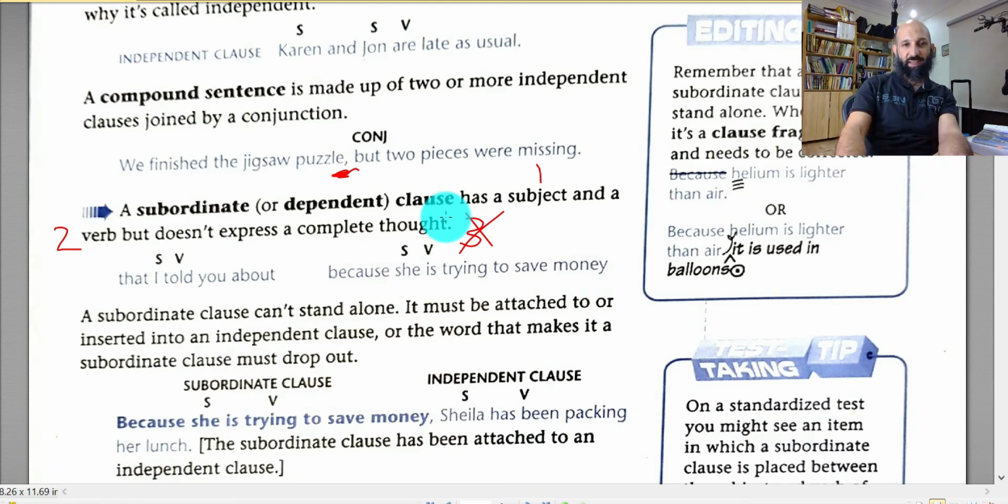Let's take an example. The first example is that I told you about. Now, do we have a subject? Yes, I. Here it is. And do we have a verb?